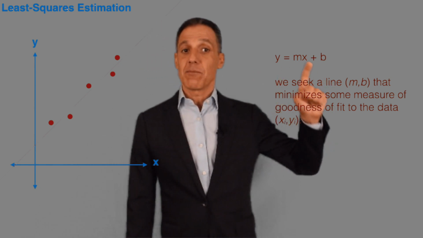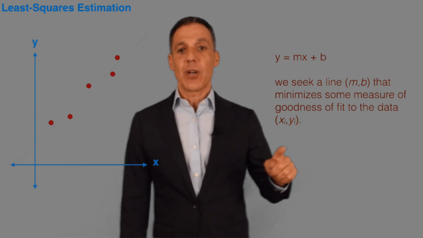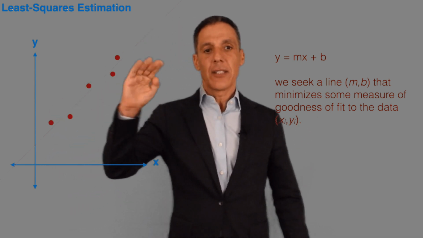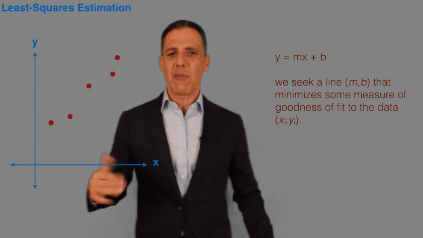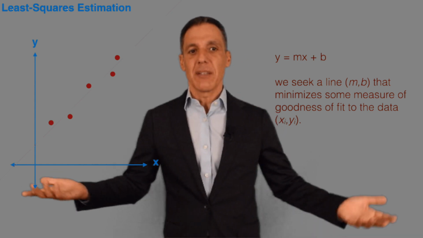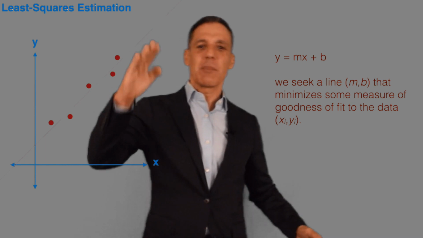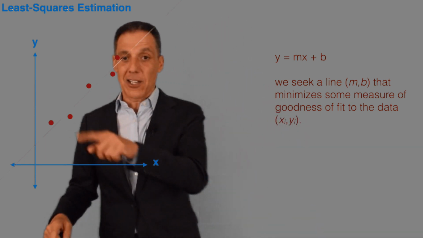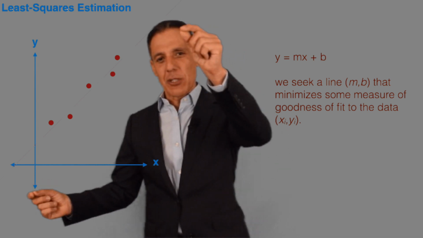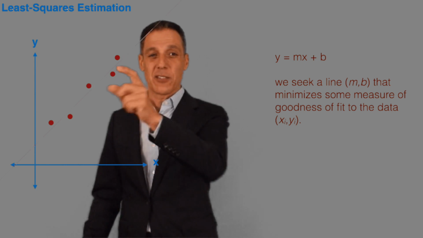We seek a line, M and B, that's my model, that minimizes some measure of the goodness of fit of the data, x, y, to the model. So what do I mean by that? Well, I think most people are going to agree that this line is a pretty good measure of goodness of fit to the data. It's sort of roughly squeezing between the points. You can think of it as the data points slaloming around the line. It's certainly better than a line that looks like this, for example, just going through those 2 points, because those data don't satisfy it.